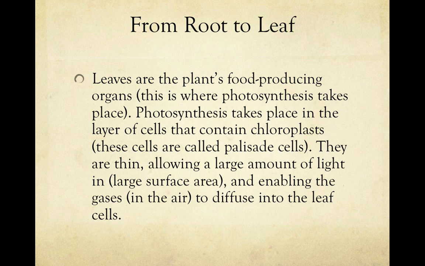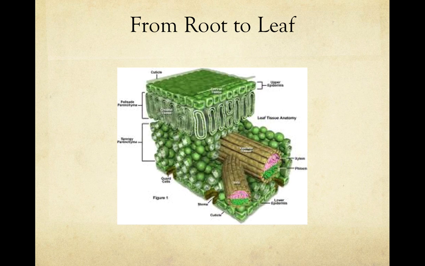Those chloroplast cells, that layer of cells, are called palisade cells. They're thin, allowing a large amount of light in. They have a large surface area, enabling the gases in the air to diffuse into the leaf cells. Remember, diffusion is the movement of particles from high concentration to low concentration. So we're taking a high concentration of air and diffusing it into a lower concentrated area inside the cell. So this diagram, I apologize, it didn't come out very clear. It was clear on my PowerPoint, but right now it's not. But we can see right here, we can see these cells.